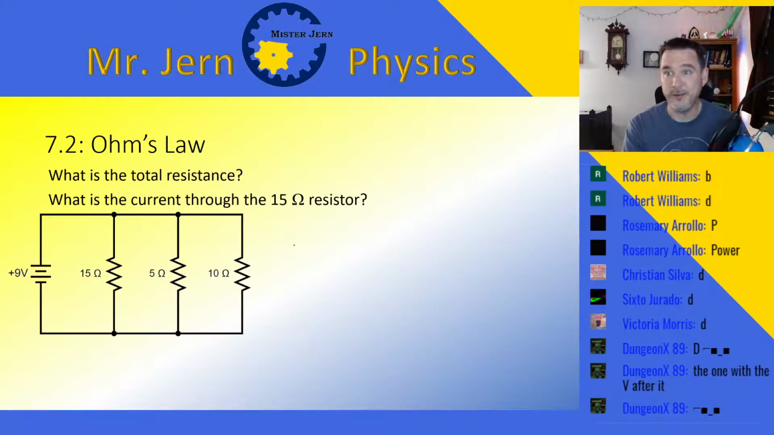You knew I had to do this, and this will be the last thing we do. Hopefully it's helpful. What is the current through the 15 ohm resistor? Oh wait, what's the total resistance? And then what's the current through the 15 ohm resistor? I got a double question here for you. The reason is I want total resistance. You knew I was going to ask this because some of you guys need a lot of help with this. Okay.